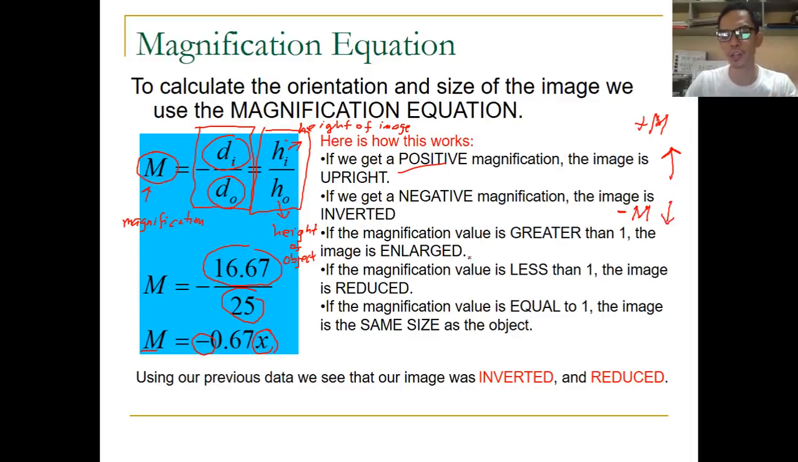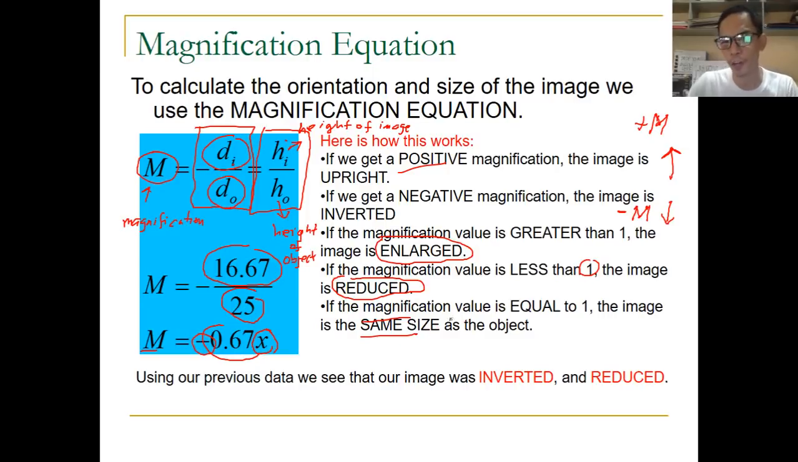Next one. If the magnification is greater than 1, then the image is enlarged. In this case, it is not greater than 1. If it is less than 1, the base that we have here is 1, just like the magnification value of 0.67, then the image is reduced. But if the magnification is equal to 1, then, common logic, the image is the same size as the object.